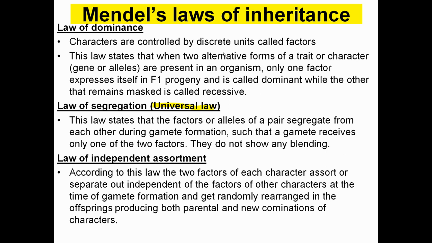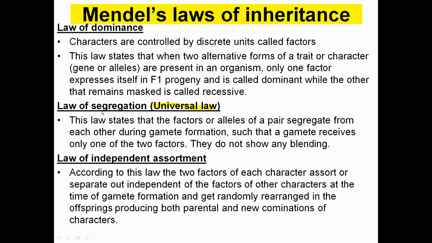This law is not universally true, not applicable to all processes, and we have seen the failure of Mendel's law in the case of incomplete dominance and codominance. Now come to the law of segregation. This law is universally true for all organisms which go for sexual reproduction. So this law is the universal one.